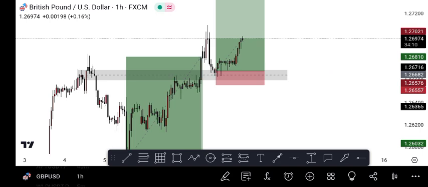Always buy from support levels and sell from resistance points. All right. If the market has left the level, it has gone. Leave it. Don't chase it. All right. Don't chase price, so you don't end up hurting yourself.